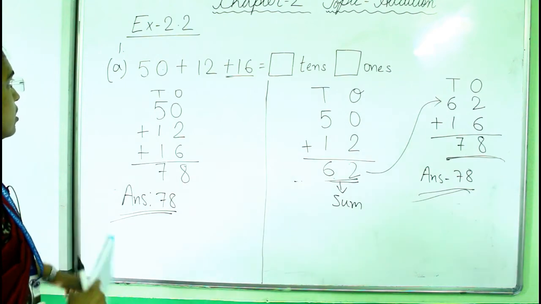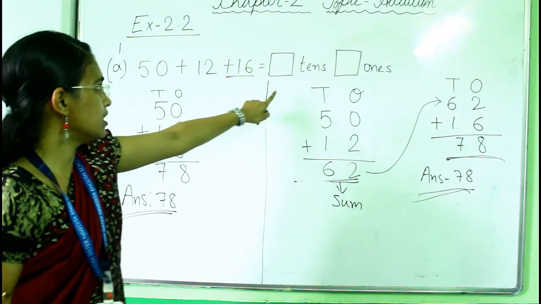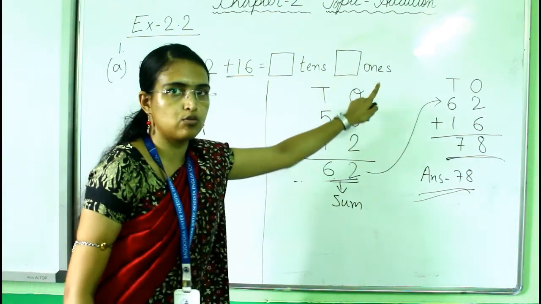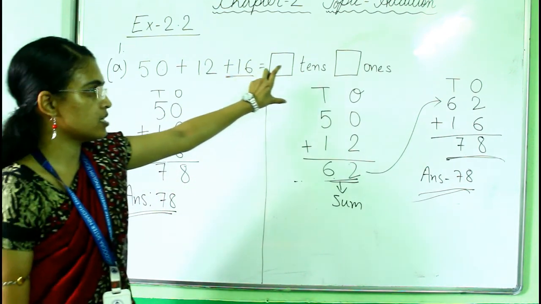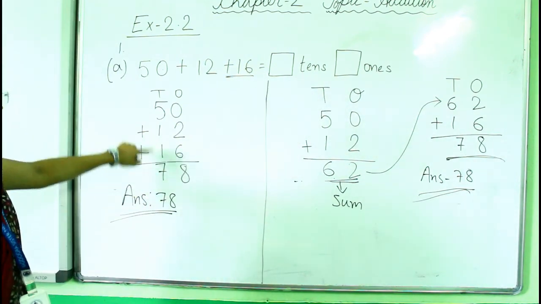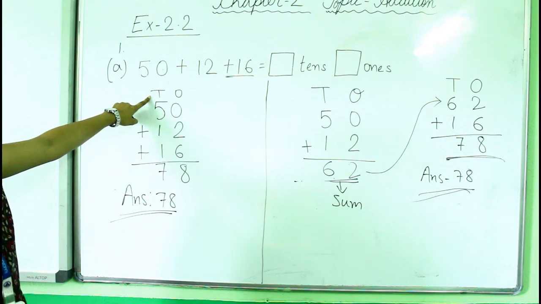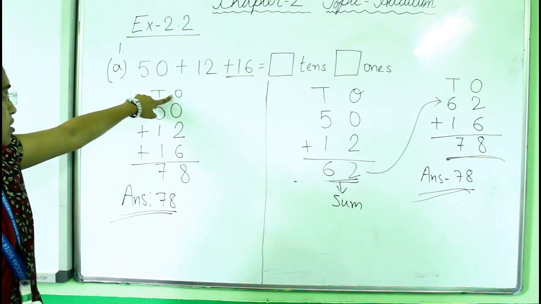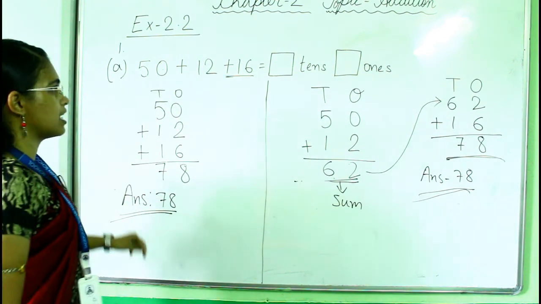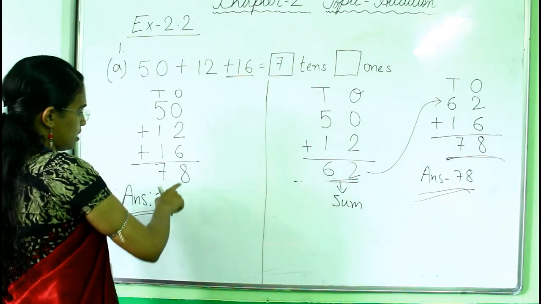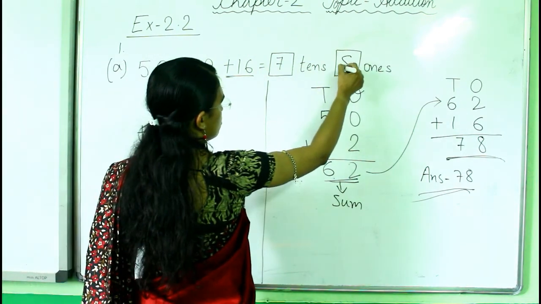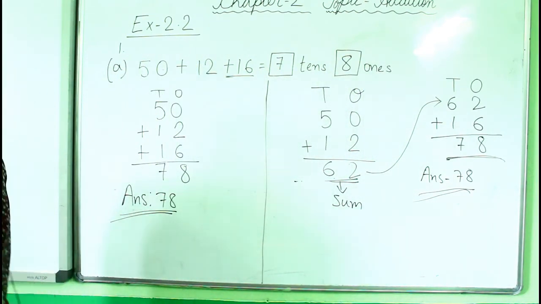Now look here, what is written here? Box tens and box ones. Now you have to put these sums in the tens and ones place. Now 7 is in which place? Tens place, and 8 is in ones place. So we have to write 7 in the tens box and 8 in the ones box, like this. 78.